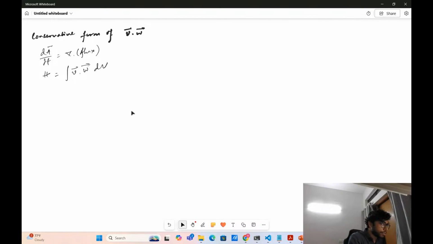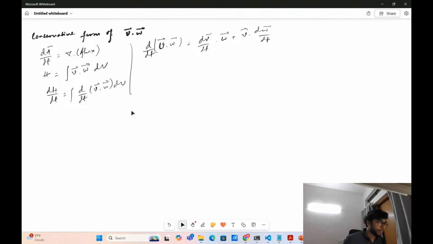So what we do is we are doing del H del T, which is the integral over the volume of v dot omega dv. Right. So let's first write del T of v dot omega using the chain rule. We have del v del T dot omega plus v dot del omega del T. Okay.